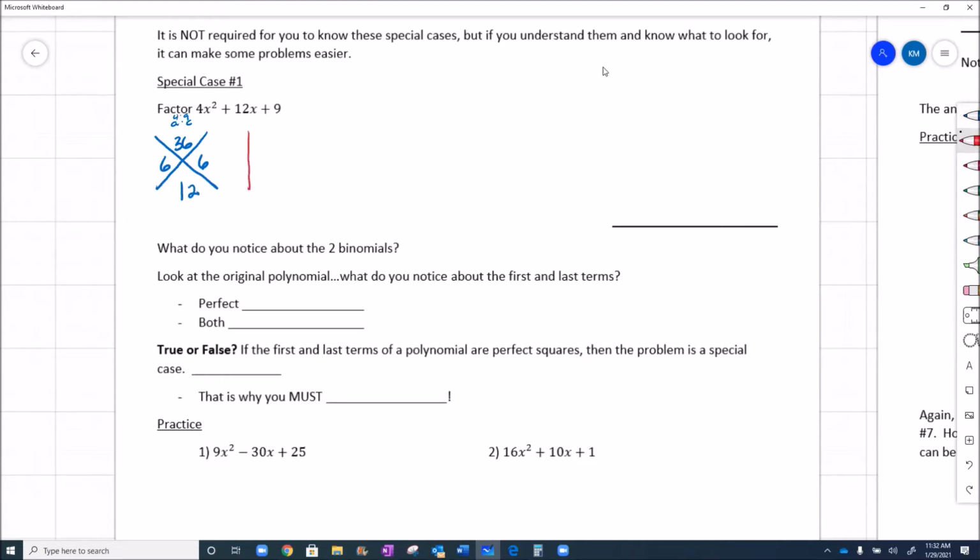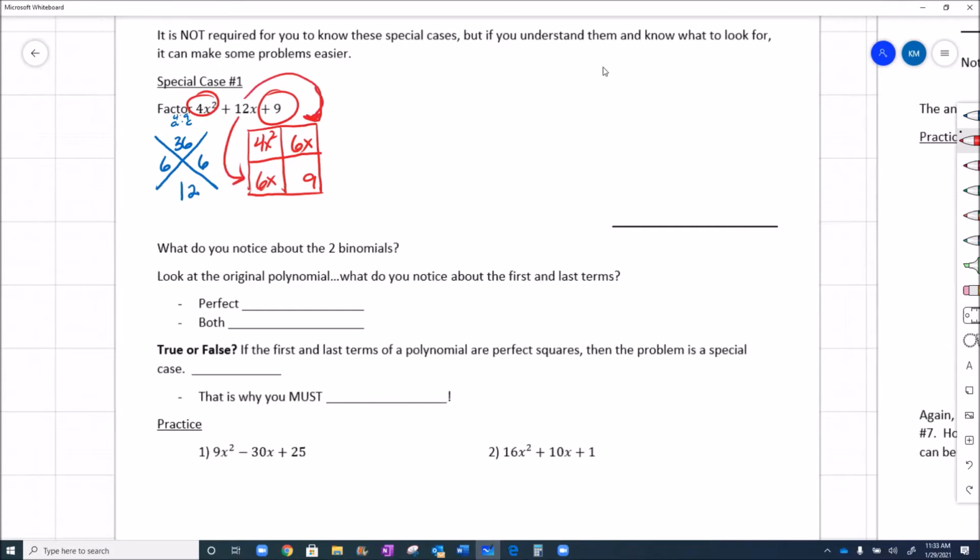In my box, I have to write my first term in the first box, that's 4x squared. Last term in the last box, that's positive 9. And then the two values that I just came up with, 6x and 6x, in the middle. Remember, that's us splitting this middle term up so we can factor it.